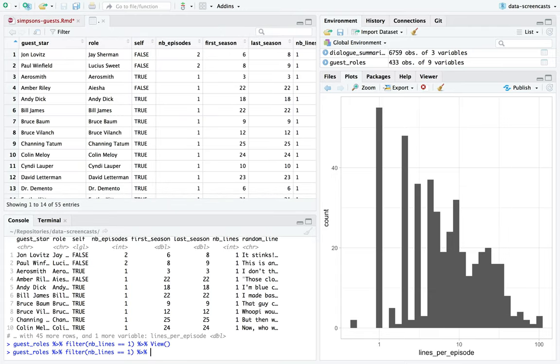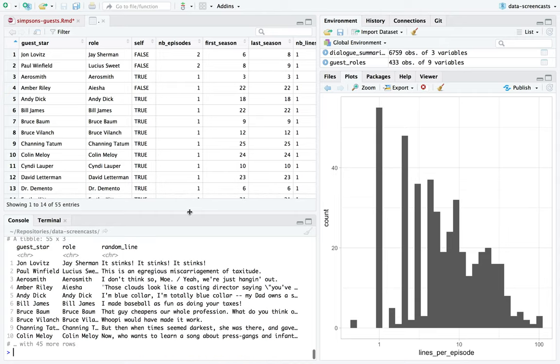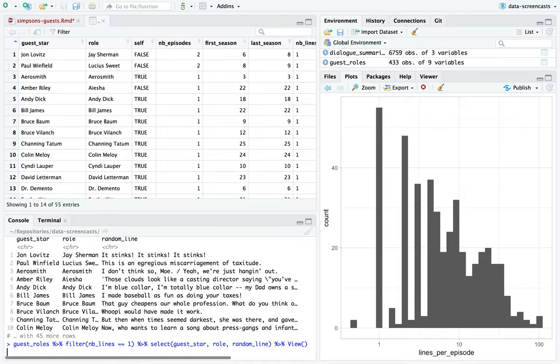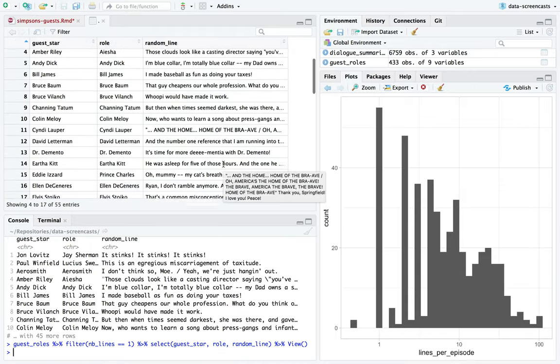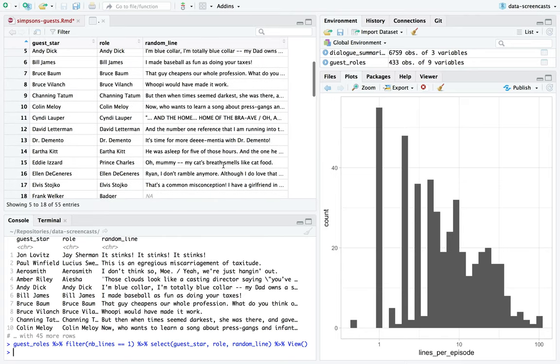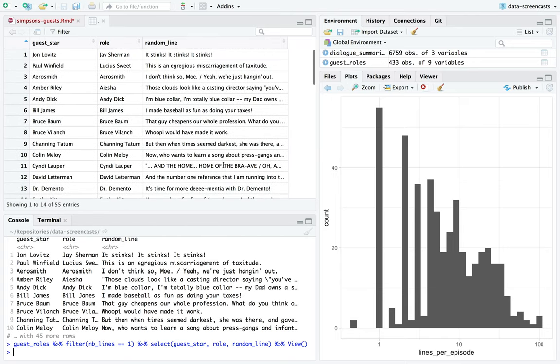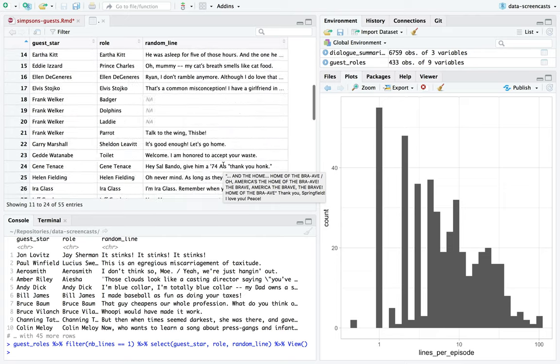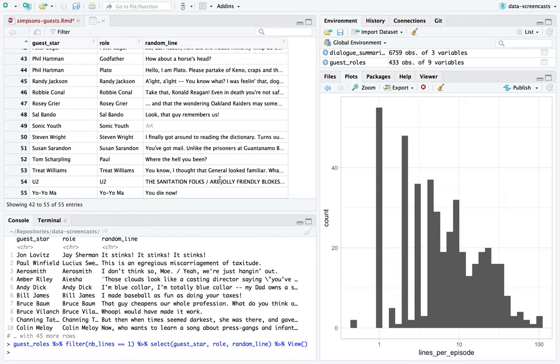And select guest star, role, and random line. I don't know that much about most of these people playing themselves, but it's possible. I don't know. Maybe some of these are.